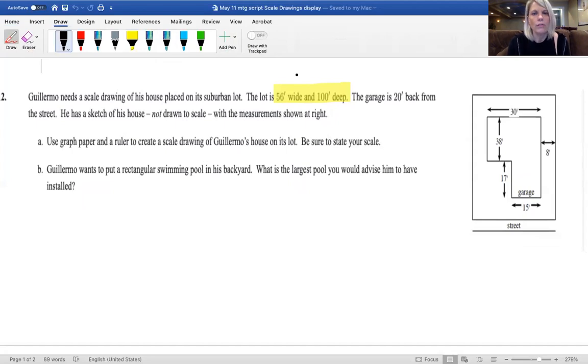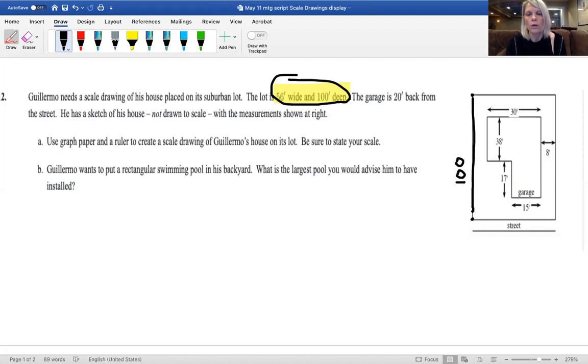For this one, the first thing we have to look at is this. It tells us that the lot is 56 feet wide and 100 feet deep. So let's worry about the depth first. From here to here, this is 100 feet. So what do we know about the other measurements that will help us figure out what we have left?